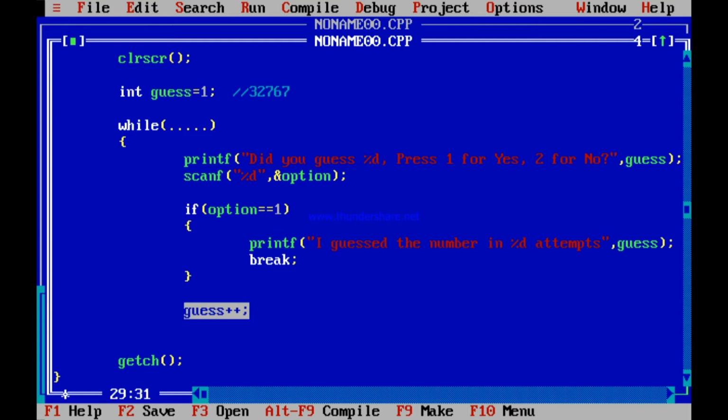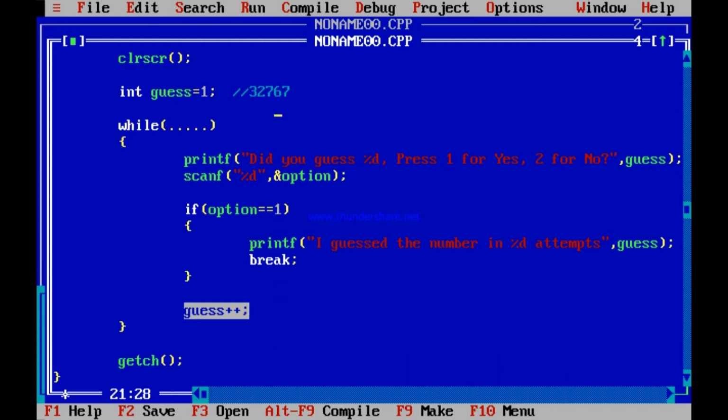Printf, yes, I guessed the number in how many attempts? In guess number of attempts. What is guess? 72. I guessed the number in 72 attempts. Break and go out of the while loop. You must end the while loop. Remember, you must end the while loop. And also remember, this printf will be encountered only once, because only once, if you find that your guess is correct, you will print and go out.